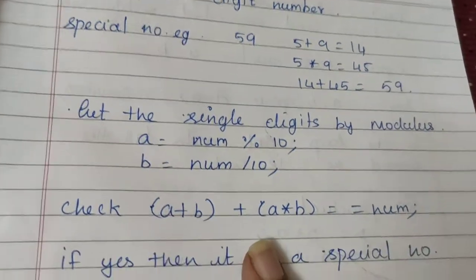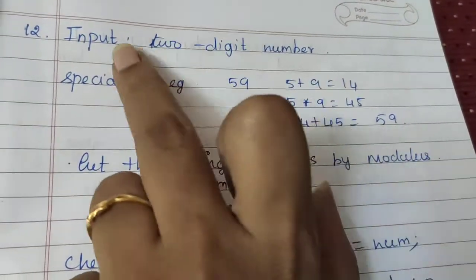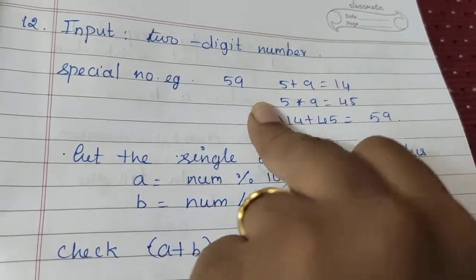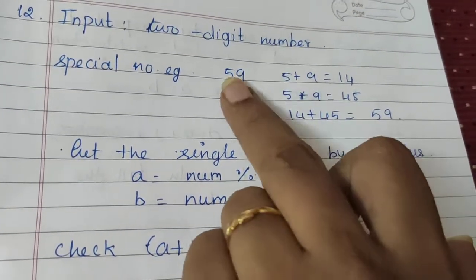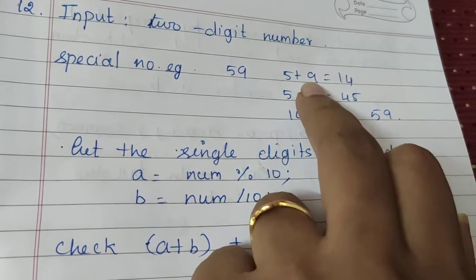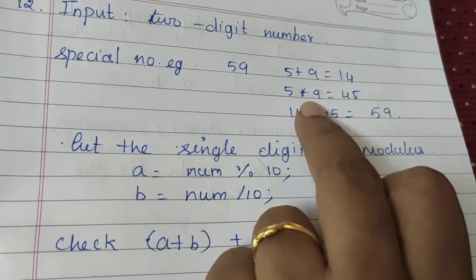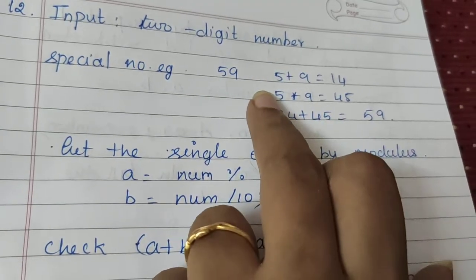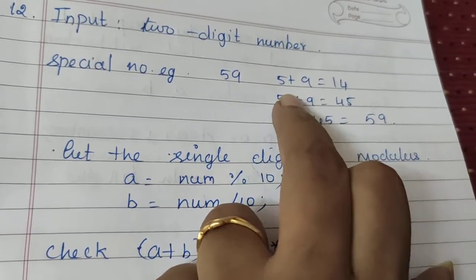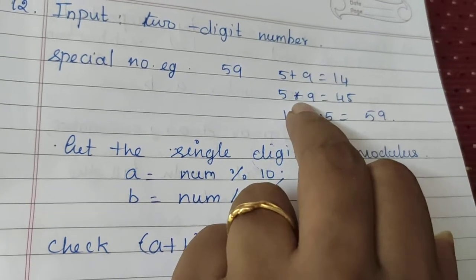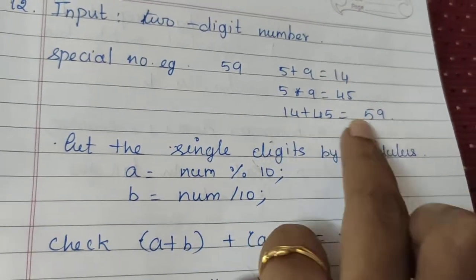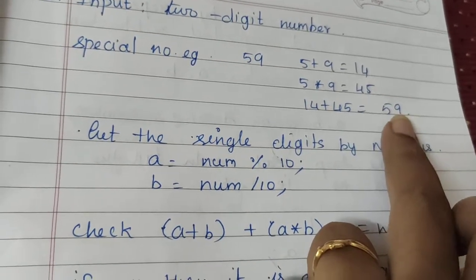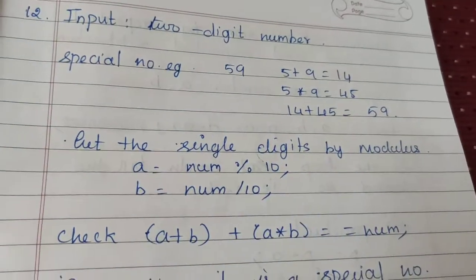Then here we are going to see a special number. For example, if the number 59 is given, 5 plus 9, we add the digits: 5 plus 9 is equal to 14, and 5 into 9 is equal to 45. So we do addition and product, and again this addition result and product result together give the number you got as input, meaning it is equal to the input number, then it is a special number.